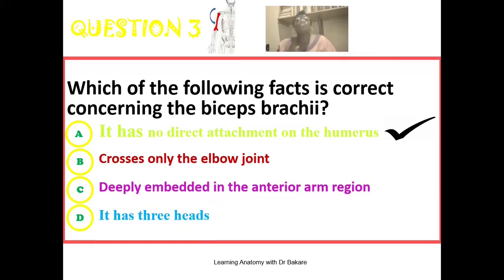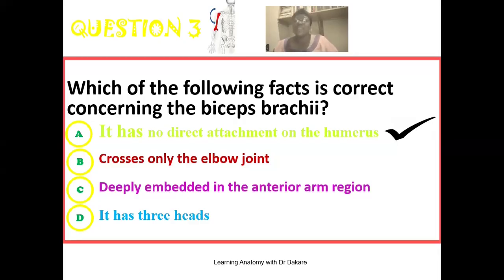This muscle is seen to cross over the shoulder joint and also the elbow joint. It is seen to originate from sub-regions of the scapula, and finally it is inserted on the radial tuberosity. Considering the pattern of its origin and final insertion, it has no direct attachment on the humerus. It is basically seen to be crossing over the shoulder joint at the upper part and also the elbow joint at the lower region. The second option, which states that it crosses only the elbow joint, is incorrect. The biceps brachii muscle is also seen to cross over the shoulder joint.